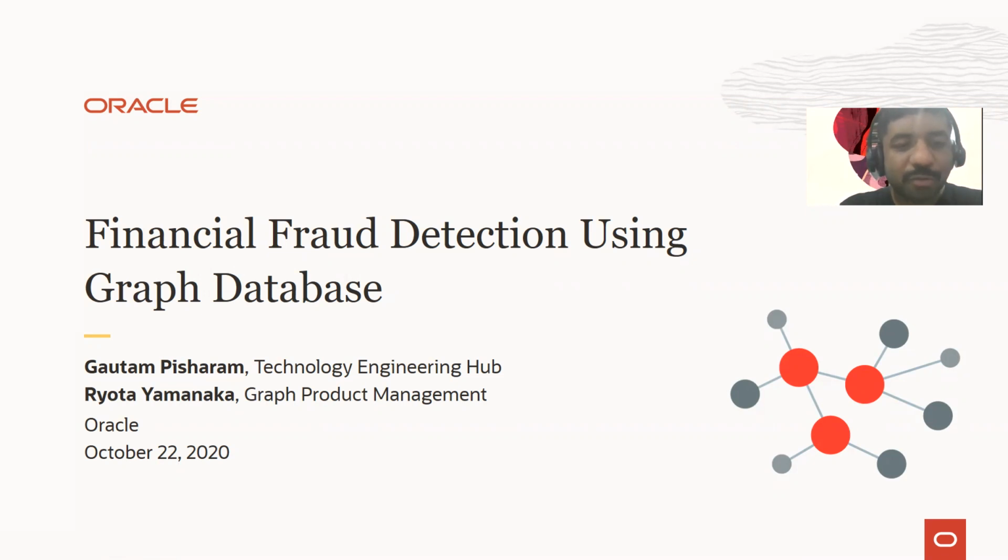In today's session on financial fraud detection using graph database, we will show you how organizations can leverage Oracle Property Graph in discovering hidden insights and patterns on financial transactions that are fraudulent in nature or suspicious in nature.